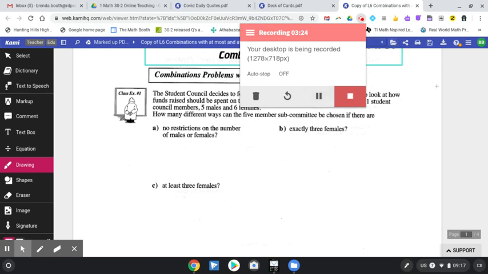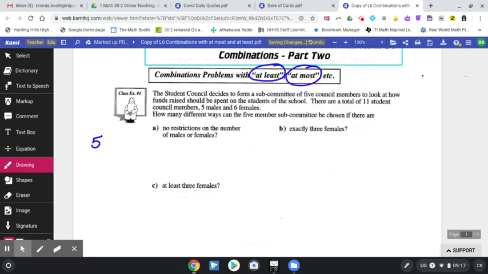So with no restrictions at all, let's see what we have, my little diagram that I like to make. Here is who is available. We've got 5 males and we've got 6 females that are on student council. And from this group of people, we want to pull out 5 people to make a subcommittee. So there's kind of our general plan in this question. So this little sketch applies to all of the questions A, B, and C.